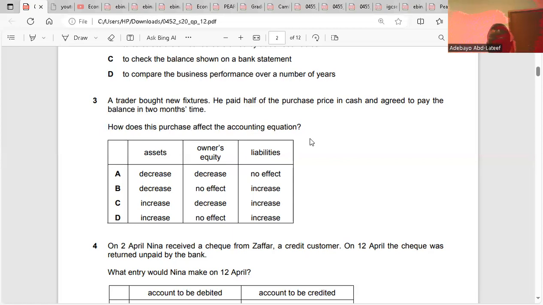Question 3. A trader bought a new fixture. He paid half of the purchase price in cash and agreed to pay the balance in 2 months' time. How does this purchase affect the accounting equation? The asset of equipment has increased, but there is no effect on owner's equity. Then the liability has also increased. As soon as he pays, the asset of cash, a current asset, would reduce. Here, non-current asset has increased. So when he pays, current asset would reduce, liability would reduce. Clear? Okay. So question 3 is D.